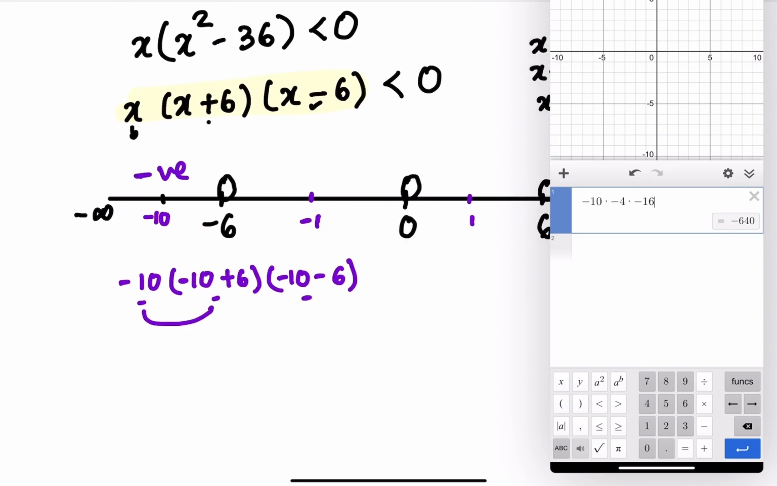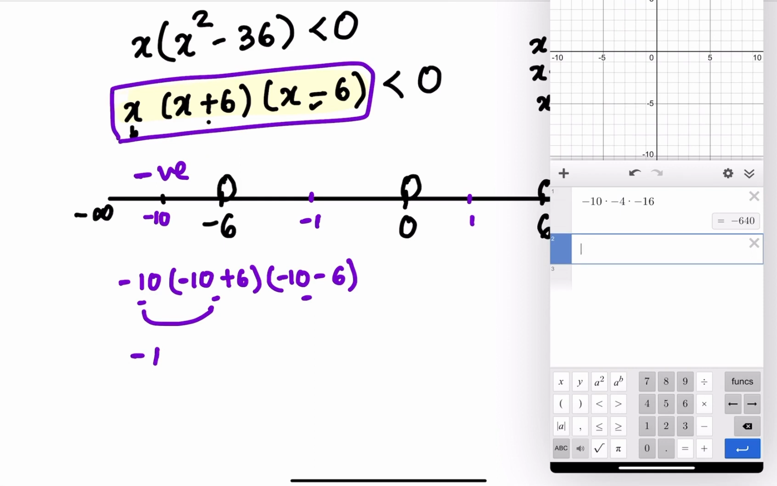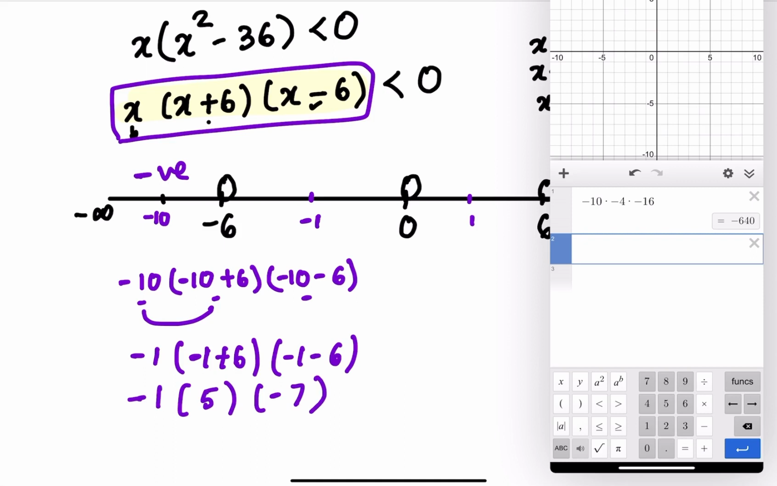Now let's plug in negative 1 here. Again, I'm plugging into this equation, remember? Negative 1 times negative 1 plus 6 and negative 1 minus 6. This is negative, this is positive, this is negative. So I get a positive 35. So this is going to be positive.